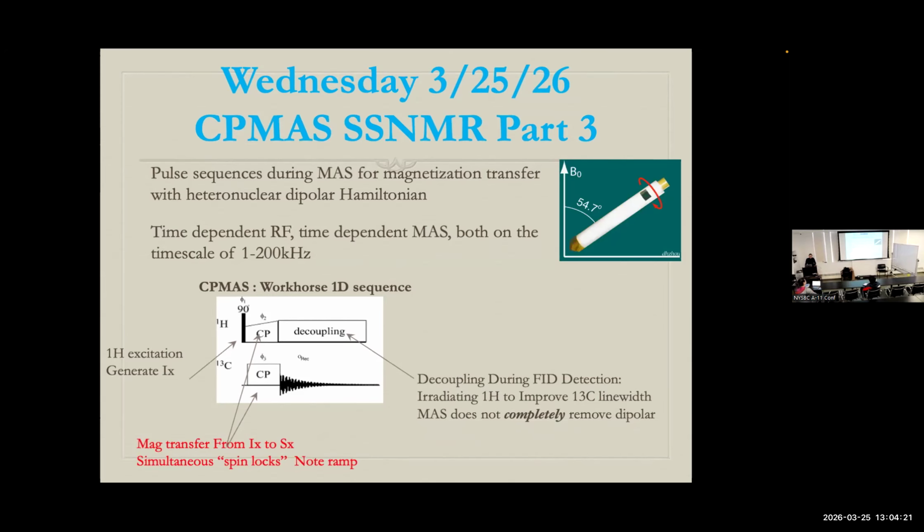Just to finish up this whole sequence, then the next thing that happens after those two simultaneous spin locks is that, as we'll see today or maybe tomorrow, they leave you with some nice X magnetization on your carbon channel. And you wanted to measure carbon in this sequence. So now you just need to let go of that spin lock and encode an FID, but you will do that during decoupling. So decoupling of the protons from the carbon, typically, but not always, by strong irradiation.